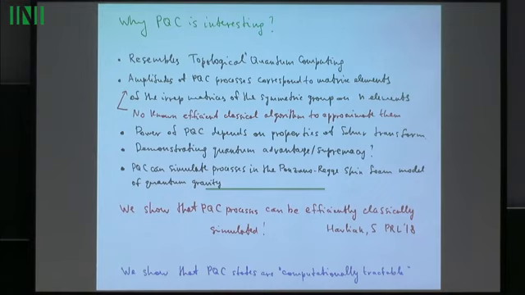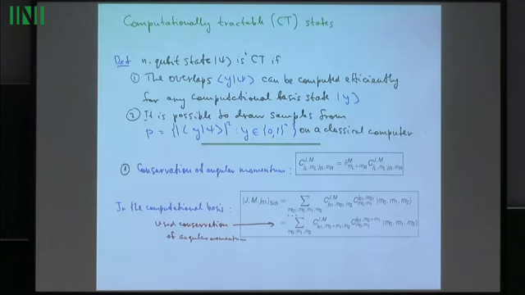And the way we proceed is not very complicated. We do it by showing that any state that occurs within the PQC machine is a computationally tractable state. So what are computationally tractable states? This is a definition formalized by Van den Nest in 2009. An n-qubit state psi is computationally tractable when two conditions hold.